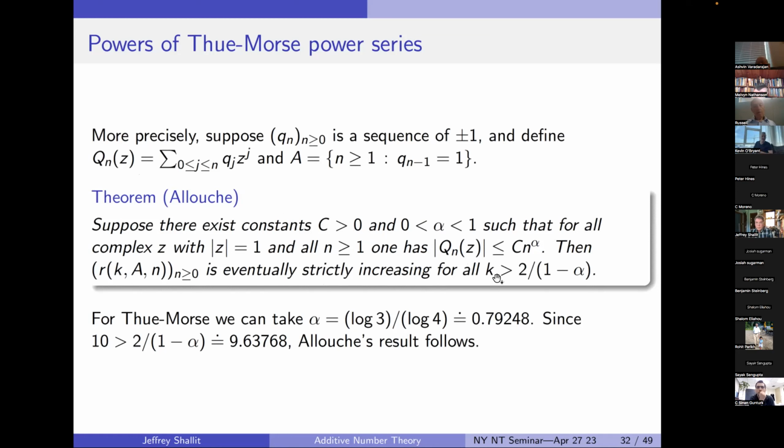So if you take enough summands or a large enough power of this power series, the coefficients will be strictly increasing. So for 2a Morse, it's known that you can take alpha to be log 3 over log 4, which is about 0.8. And that means, provided k is at least 10, then you know that this representation function is strictly increasing.